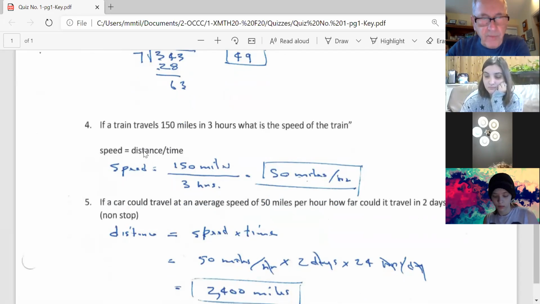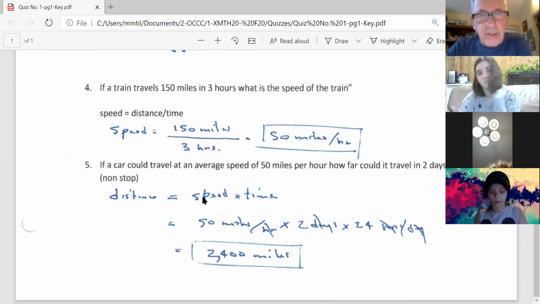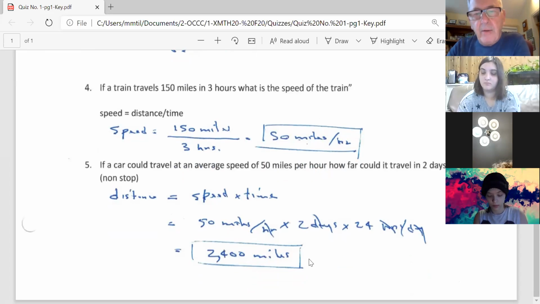It just takes this formula up here and putting distance by itself on one side. And we'll get into that a little bit more of how to change around a formula. But anyway, distance is equal to speed times time. This particular case, you've got 50 miles per hour. The time is 2 days, but we want to convert it to hours, right? Because the rate is in hours, so we have to convert it to hours.